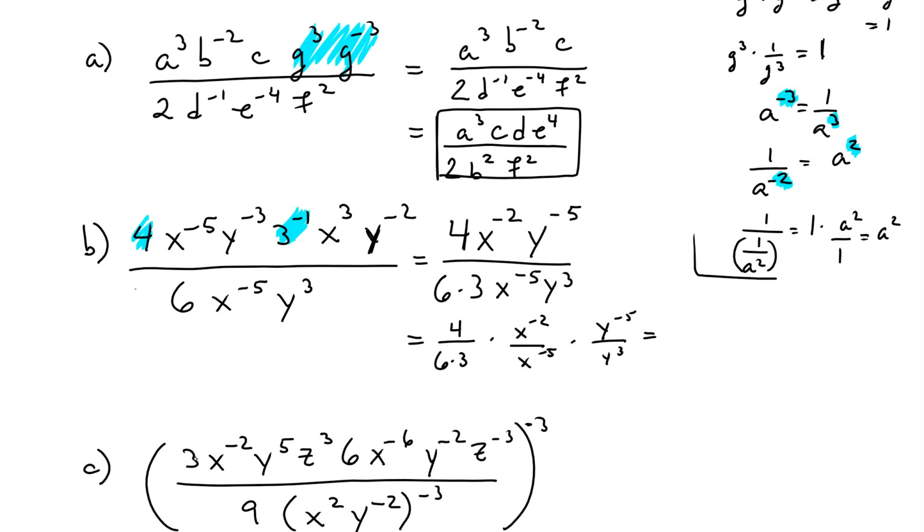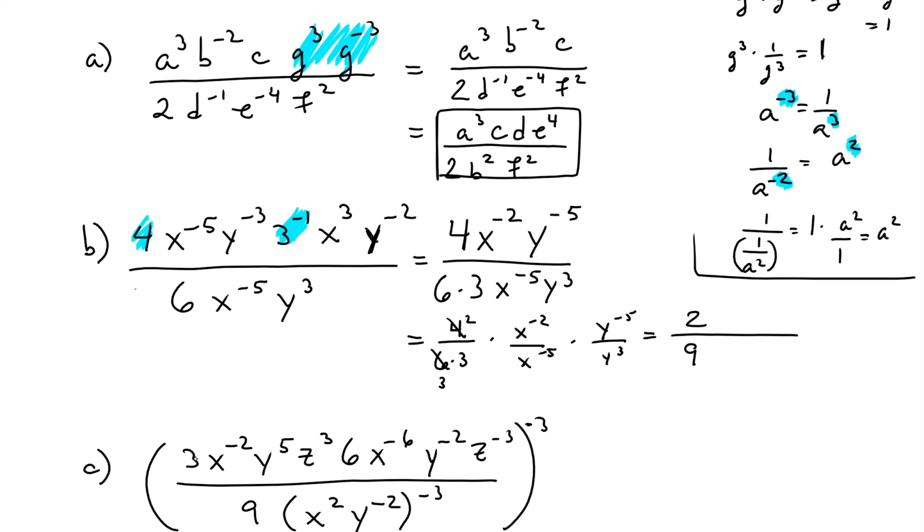So this is not part of our solution. So 4 over 6 times 3. I could divide 4 by 2 and divide 6 by 2. So I get 2 over 3 times 3, and I can't simplify this some more. So this is 2 over 9.